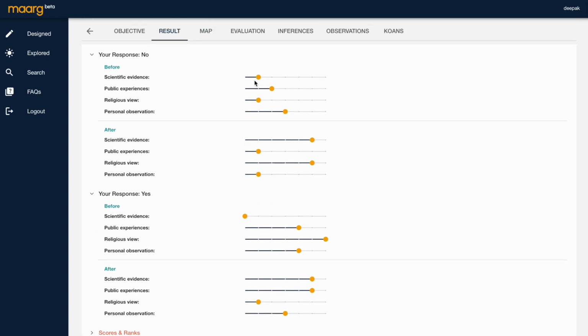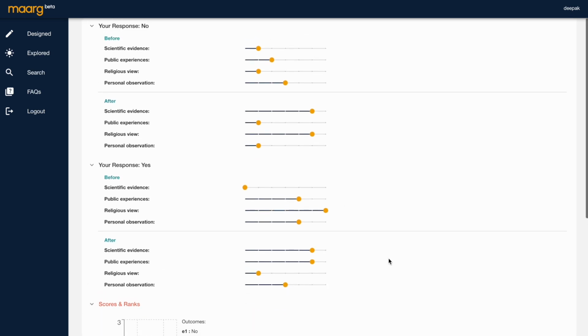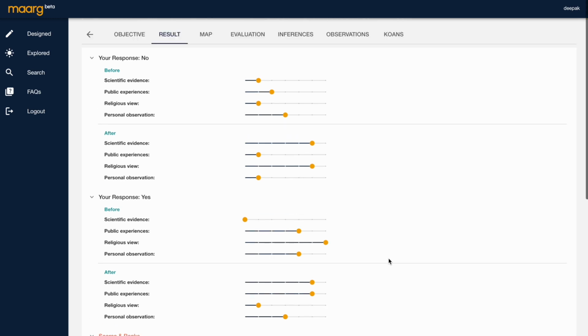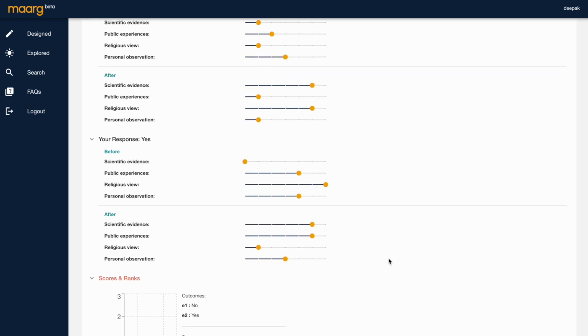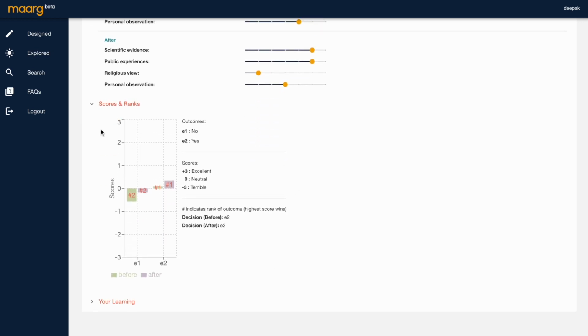But why do these opinions even matter? The reason why they matter is because ultimately our decision or the conclusion of whether or not souls exist is based on the scores on each of these factors. So as you can see here in the scores and ranking section, if you look at the decision here, you can see our decision has not changed. In this case, since I was the reader, my decision has not changed.